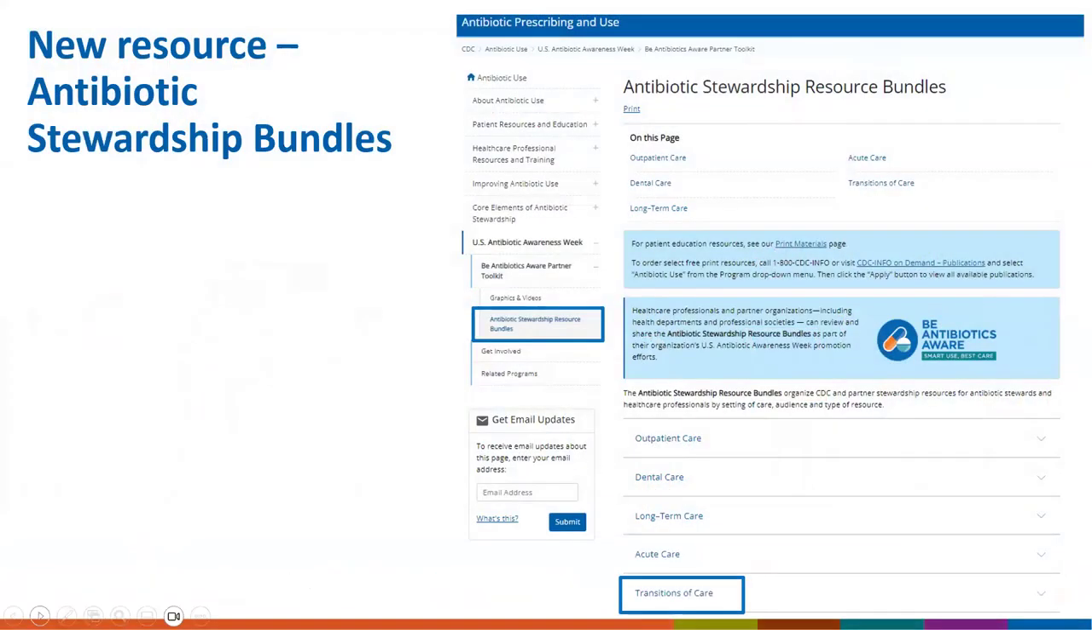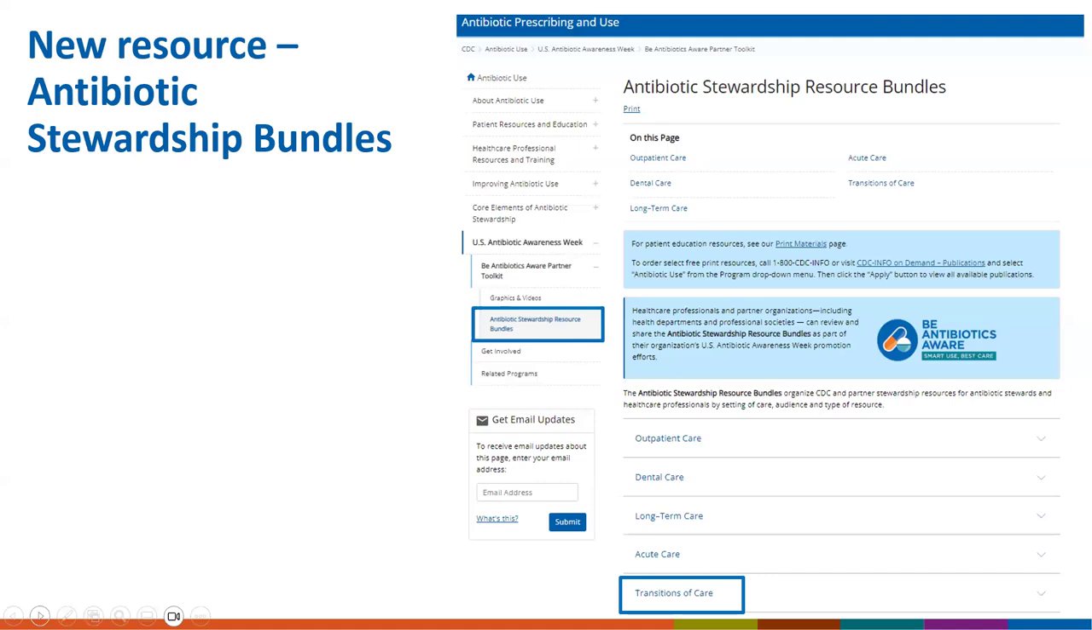We heard from partners that some of these resources are hard to find on the CDC website. So last year we launched what we call antibiotic stewardship bundles. And these bundles organize CDC resources by healthcare settings and provider type. You can see here we have outpatient, nursing home, inpatient, as well as transitions of care.